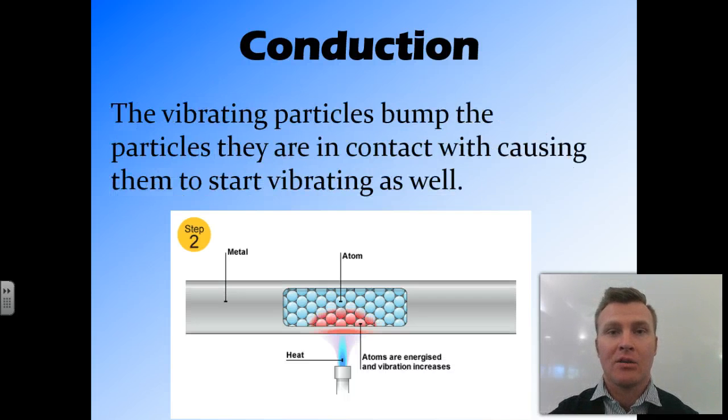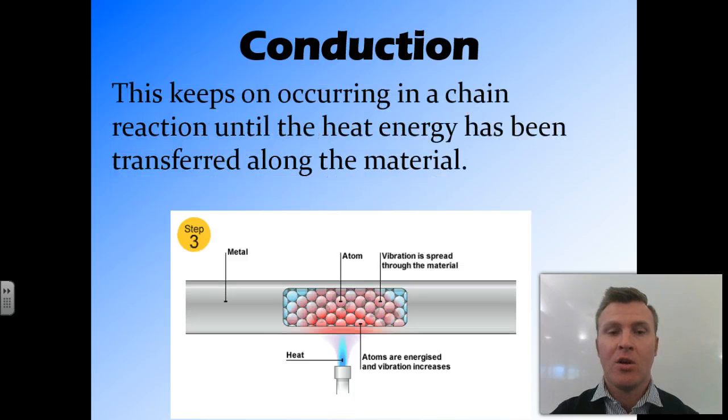As these particles vibrate faster and faster, they start to bump the particles next to them, causing those particles to vibrate a bit faster as well. Eventually, all the particles will be vibrating. And this is the chain reaction. So one particle bumps the one next to it, it bumps the one next to it, it bumps the one next to it, and eventually all of them are vibrating very fast and have a lot of heat energy. And this causes transfer along the material.